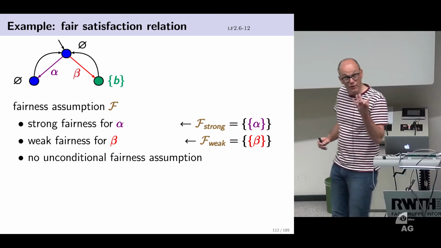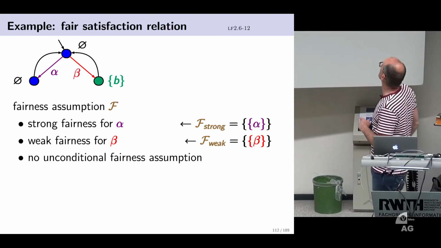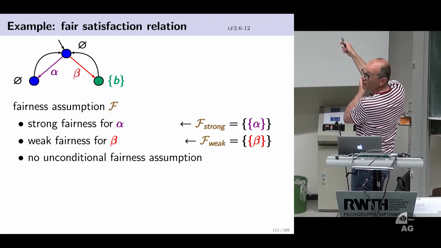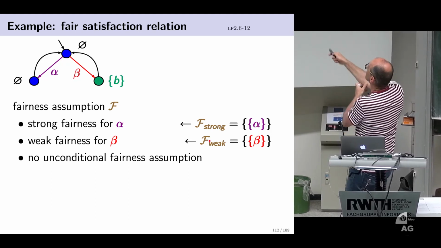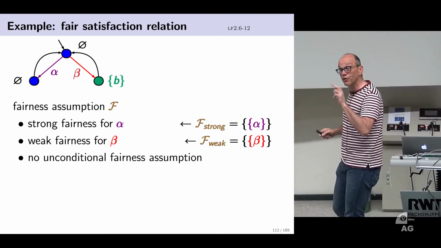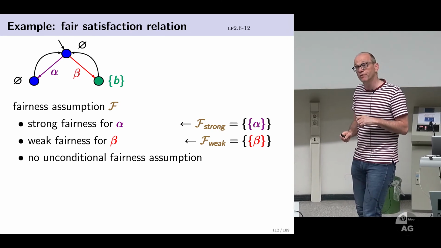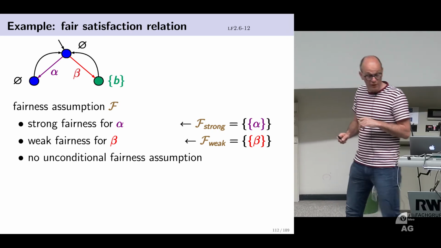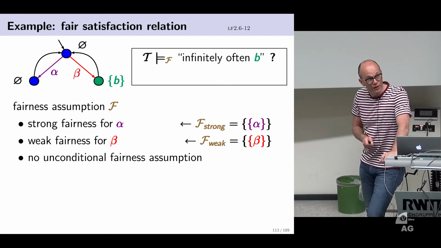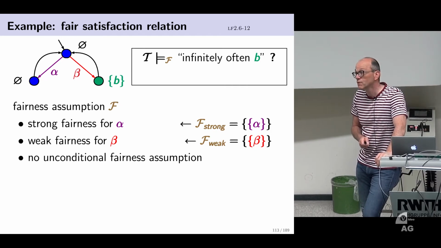Okay, so intuitively, what does it mean? This thing has to fulfill the following conditions. If alpha is enabled infinitely often, I should take it infinitely often. The weak condition says if beta is enabled continuously from some point on, then it should be taken infinitely often. Okay? Question, is the property infinitely often true or false? Any opinions? Still false.